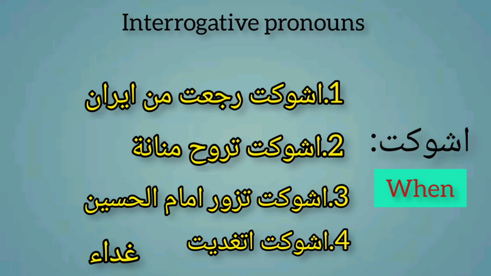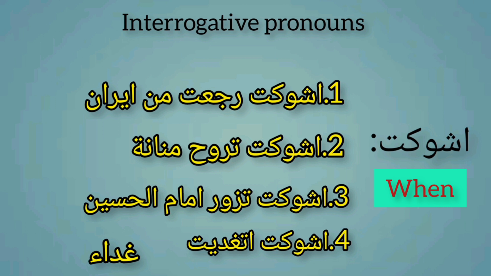إشواكت تزور إمام الحسين. When do you visit إمام الحسين? إشواكت means when. تزور means visit. As you know, إمام الحسين is the leader or pioneer of Shiaism, the third Imam of Shiaism.